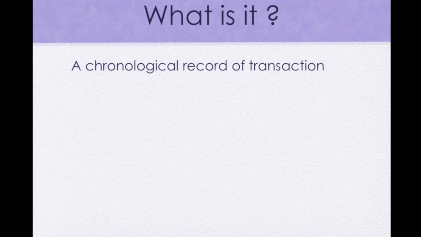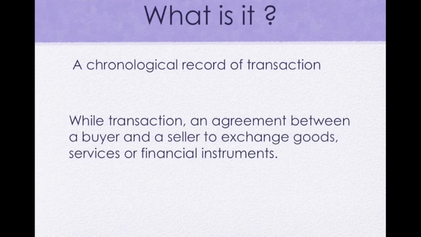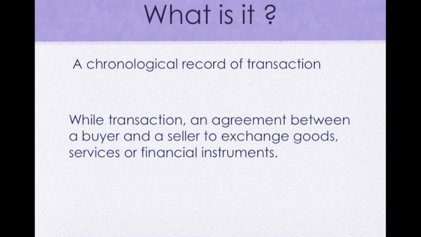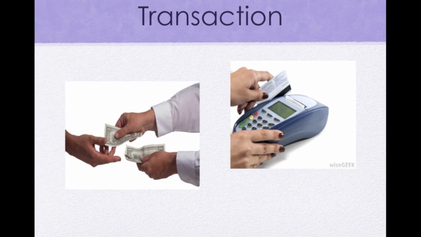We will discuss journal entries. What is a journal entry? A journal entry is a chronological record of transactions, while a transaction is an agreement between buyer and seller to exchange goods, services, or financial instruments. A transaction could be by cash or credit card.